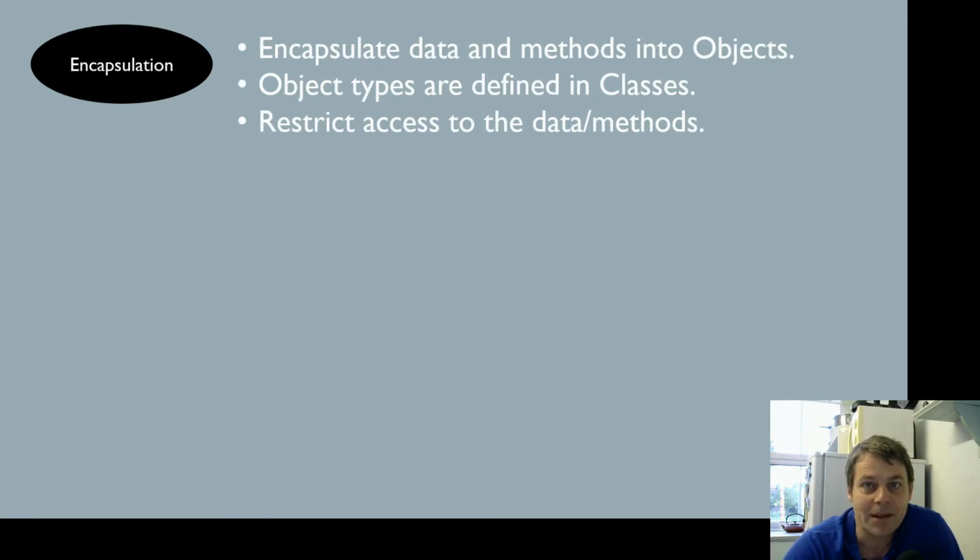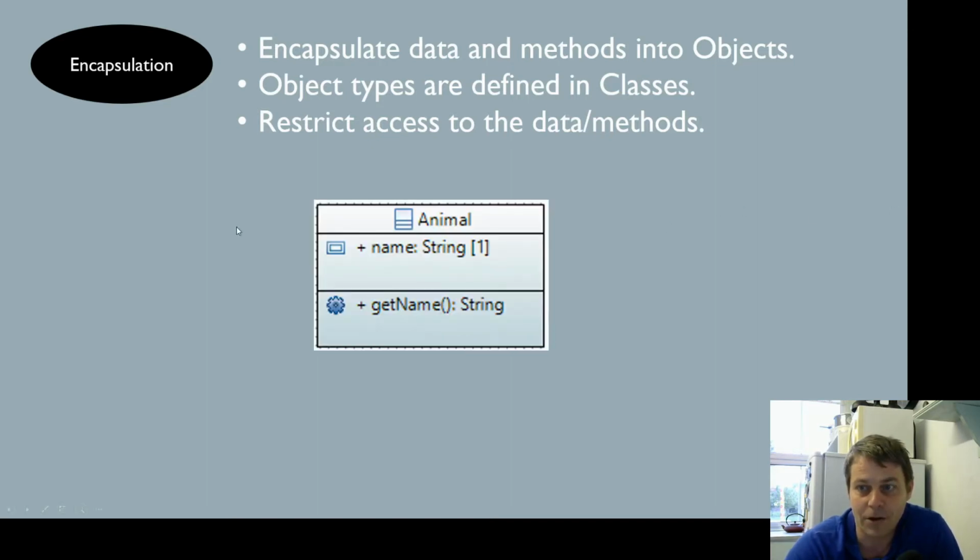So encapsulation is where we take data and methods and package it into objects. Object types are defined in classes, and we restrict access to the data and methods. So we create a class which defines the object. We then put the data and the methods for that object into the class, and then we instantiate the objects later. So let's take a look at an example of how we might do this with a very simple example.